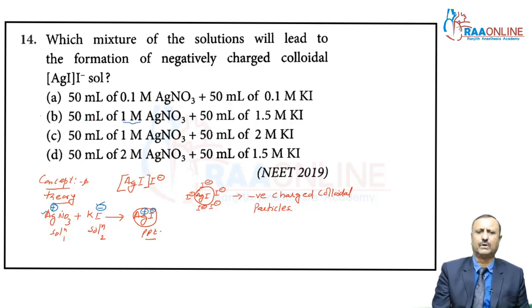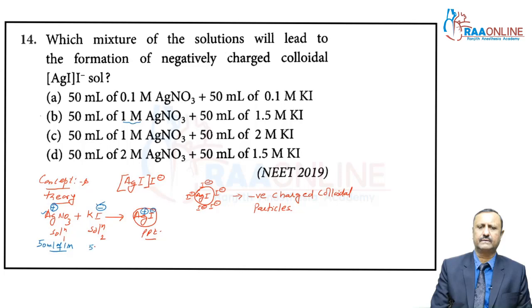Here you can see 50 milliliter of 1 molar AgNO3, and here KI is mixed, 50 milliliter of 1.5 molar. So, my dear students, the concentration of KI is greater than the concentration of AgNO3. It means 0.5 molar concentration of iodide ions is present in the solution in excess. So, these excess ions are adsorbed by the AgI particle. You can see here this AgI is negatively charged by the addition of AgNO3 and 1.5 molar KI. So, for question number 14, the answer is B here.